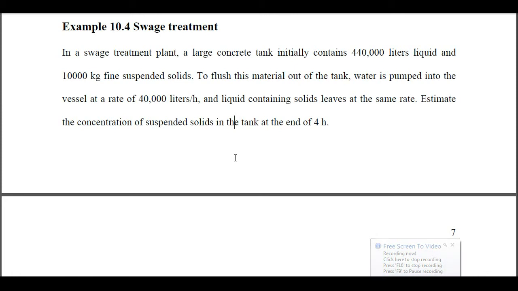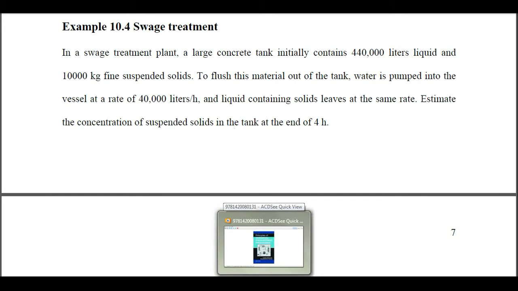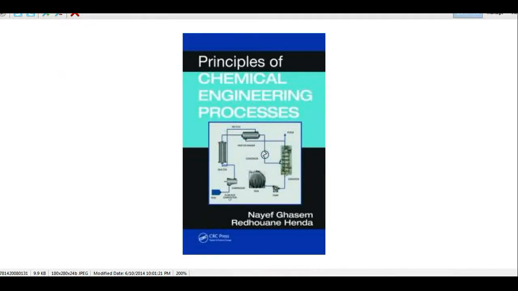Today I'm going to explain a small tutorial about how to solve a first-order ordinary differential equation with Simulink. Since I am from the chemical engineering department, I will explain an example from a chemical book. I bring the example from a book called Principles of Chemical Engineering Processes, which Dr. Naif Qasim owns.